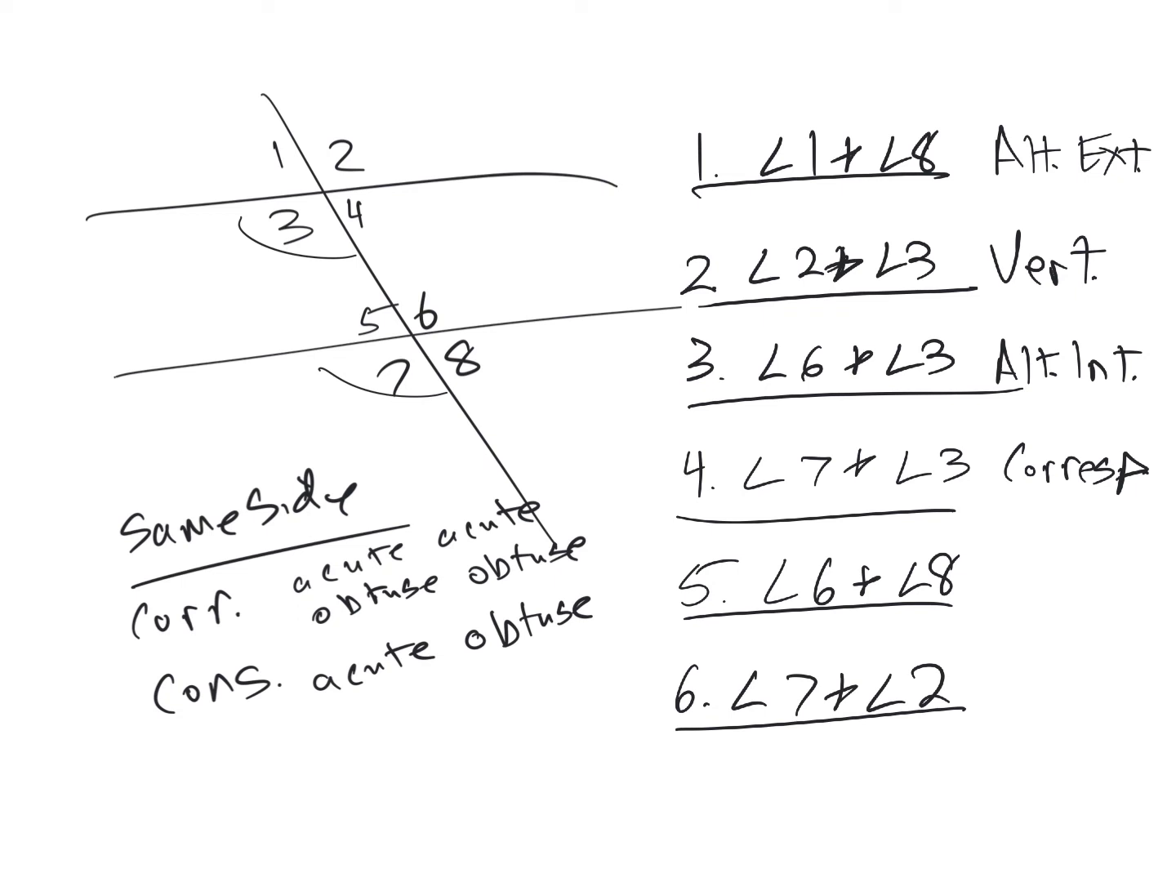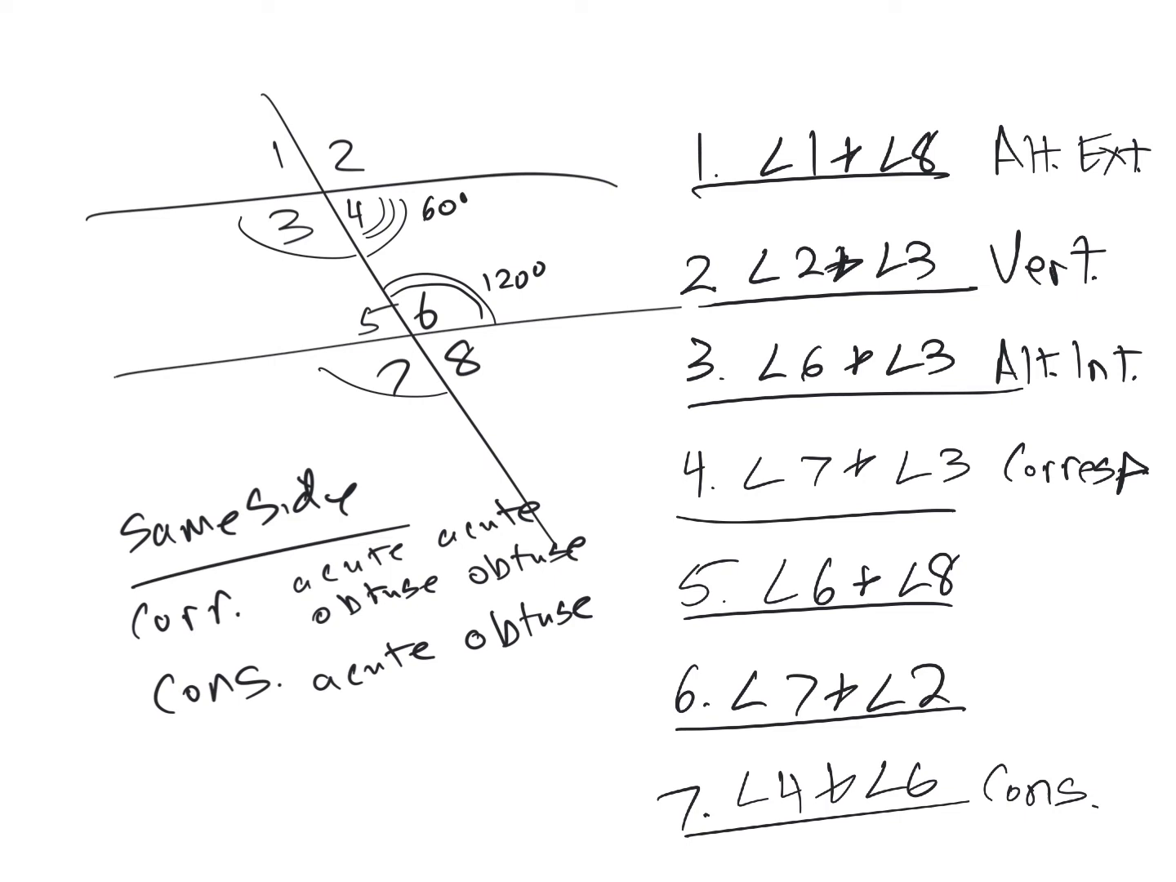Okay. So on, we don't have one on here yet. So if I said number 7, angle 4 and angle 6, those are consecutive. They're on the same side of the transversal. Angle 6 is obtuse, and angle 4 is acute. So if angle 6 is 120 degrees, angle 4 has to be 60 degrees. Okay. That makes sense. All right.